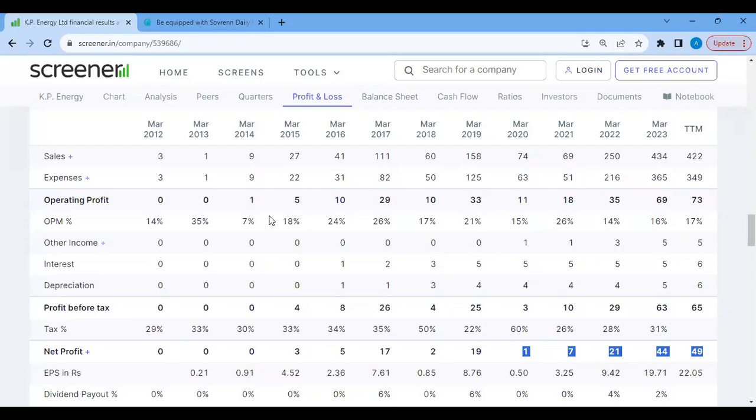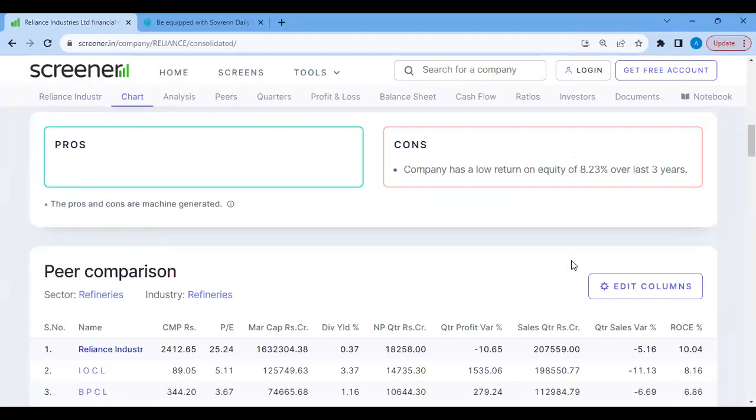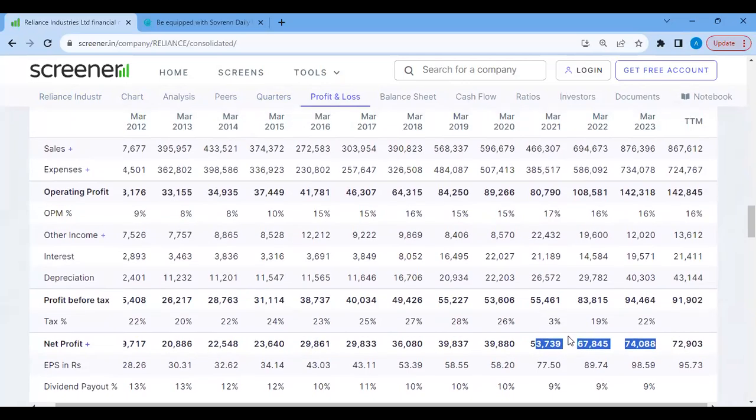Can you show one example of a slow growth company? Okay, let me show an example of a slow growth company as well. Which company should I take? Okay, let me take this company. Can you see that this is not a supremely fast growth company in the last 3 years? It is growing, but it is not a super fast growth company.